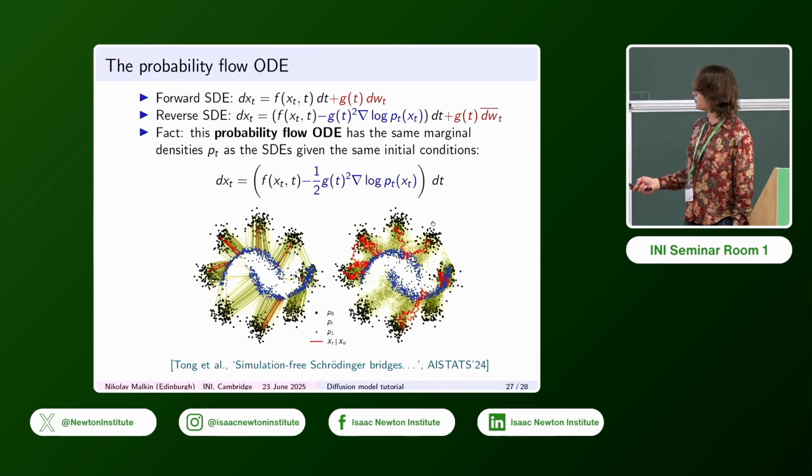Here's another picture mapping between two data sets. Here are 8 Gaussians and then two semi-moons, two moons. The picture on the left, the picture on the right. On the left we have an ODE, on the right an SDE. They're passing through the same marginal densities.